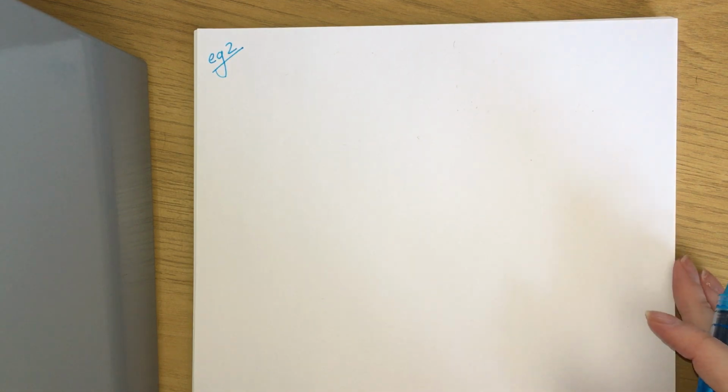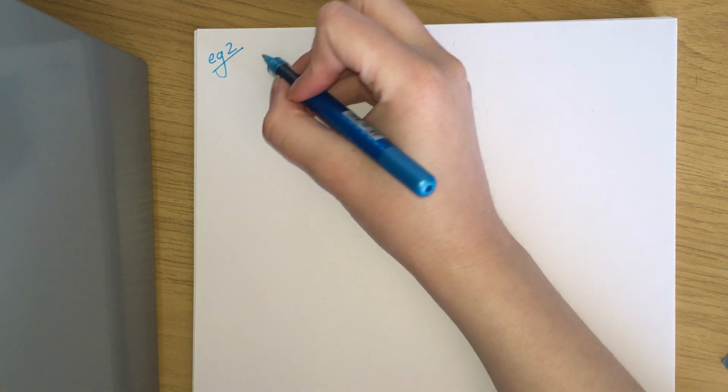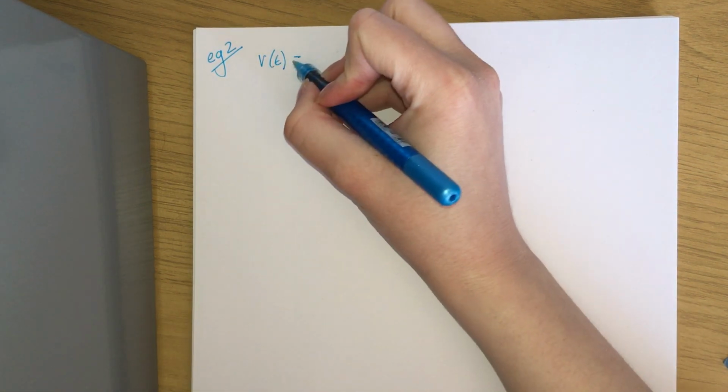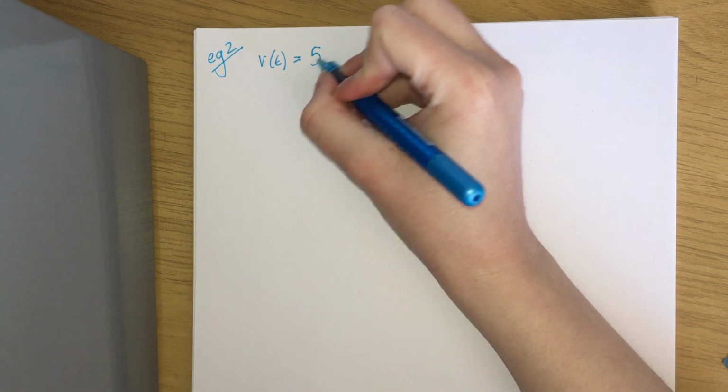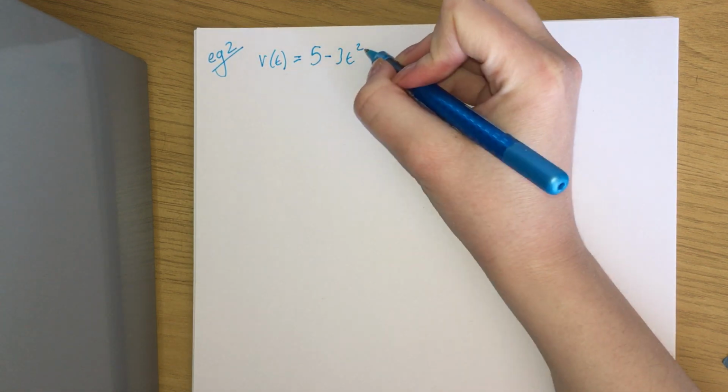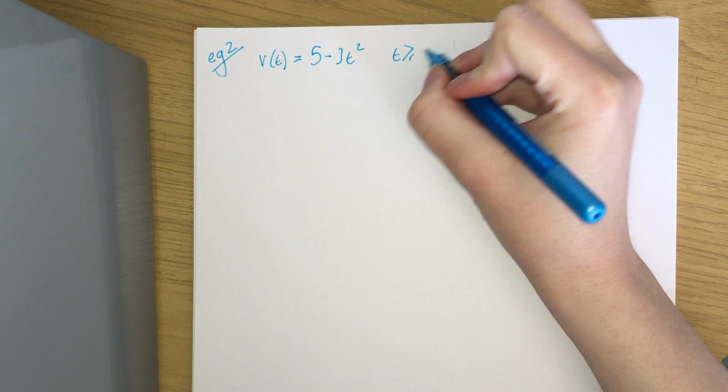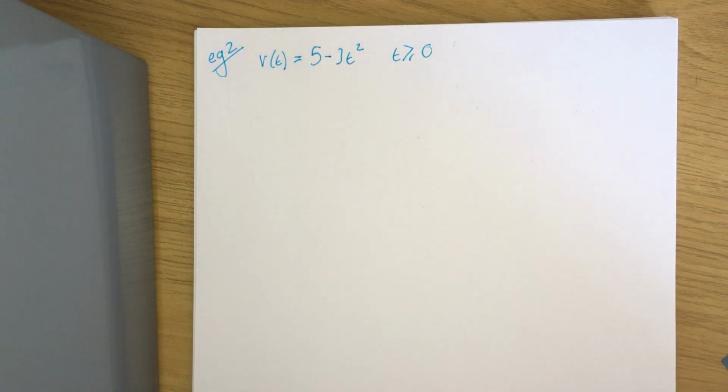Example number 2. So a particle travels in a straight line. After t seconds, its velocity is given by 5 minus 3t squared, where t is greater than or equal to 0. Find the distance travelled by the particle in the 3rd second of motion.